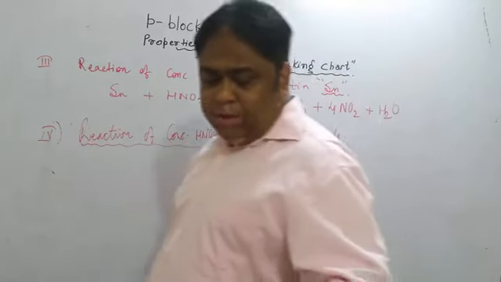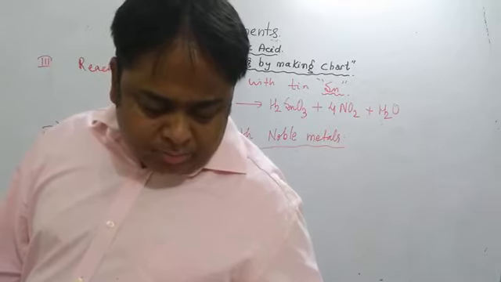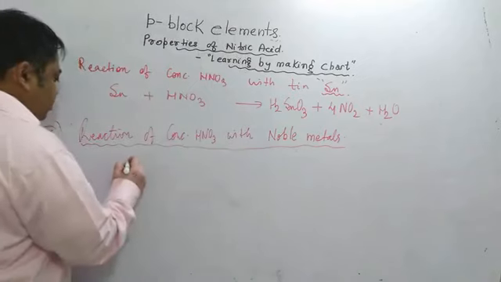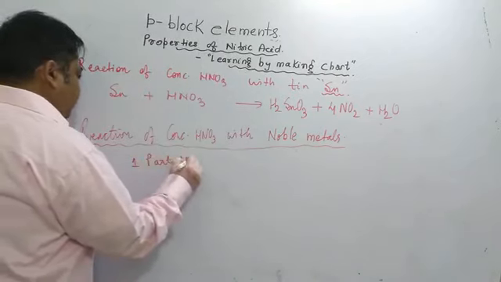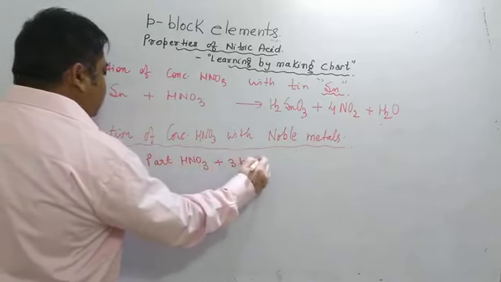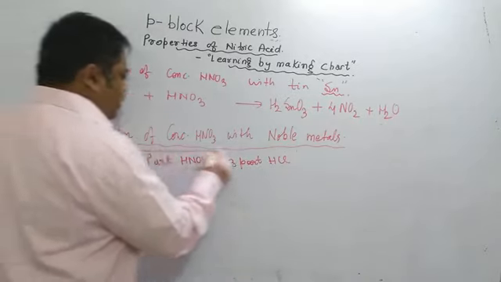What we need to do is we need to make aqua regia. And what is aqua regia? Aqua regia is a mixture of 1 part of HNO3 and 3 parts of HCl. Okay, so 1 part HNO3 plus 3 parts HCl. This is called aqua regia.